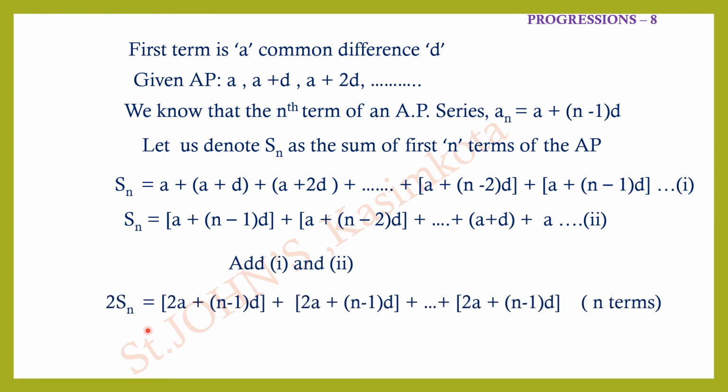2Sn is equal to (2a plus n minus 1 into d) plus (2a plus n minus 1 into d) plus so on, 2a plus n minus 1 into d. How many times? n times. So 2Sn is equal to (2a plus n minus 1 into d) into n times, or n terms.